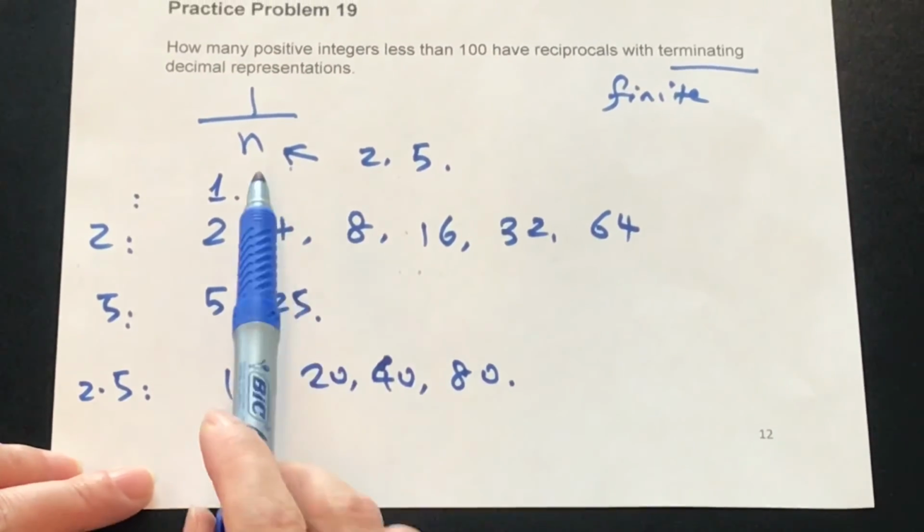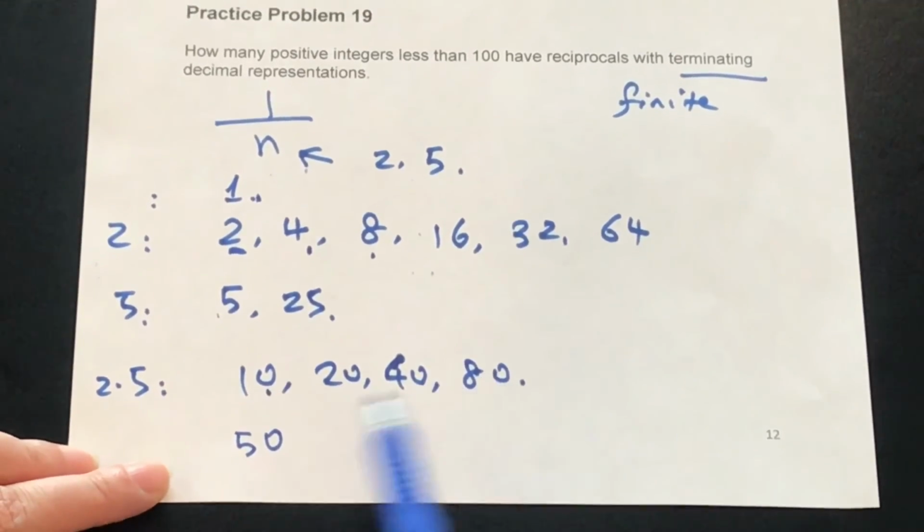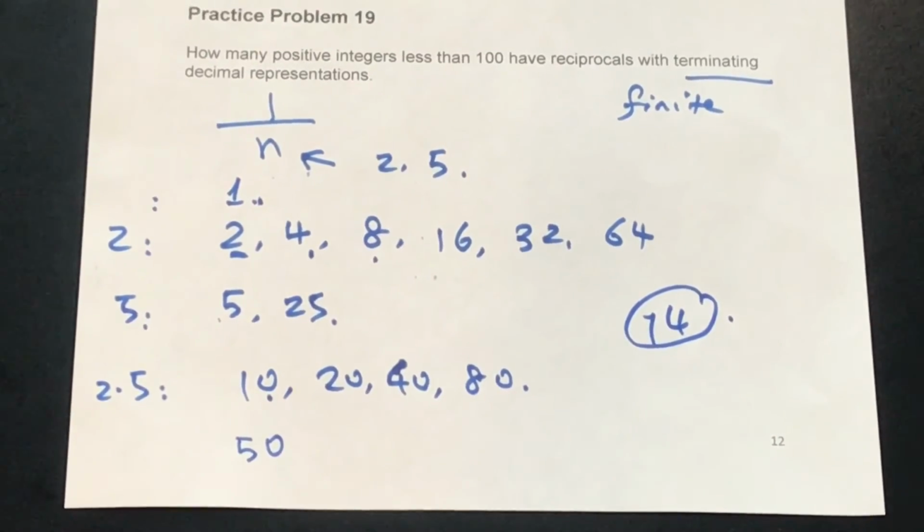So how many in total? We have 1, 2, 3, 4, 5, 6, 7, 8, 9, 10, 11, 12, 13, total of 14. That would have terminating decimal representations.